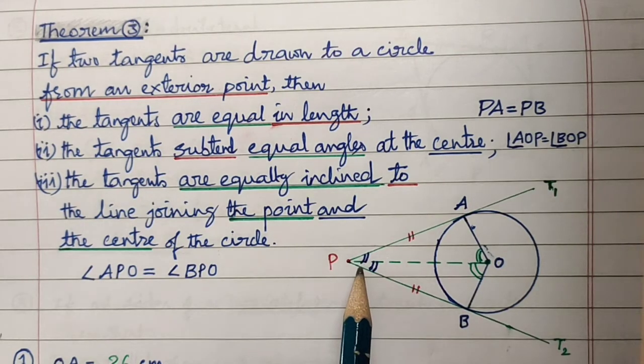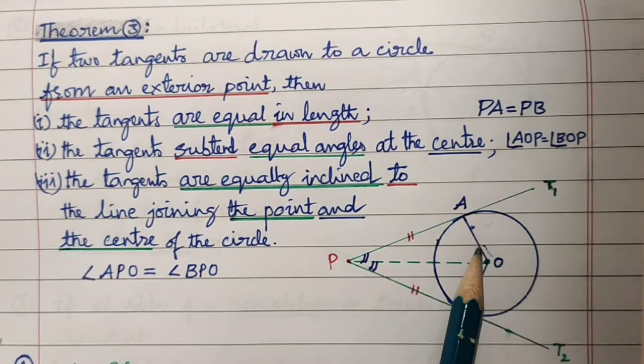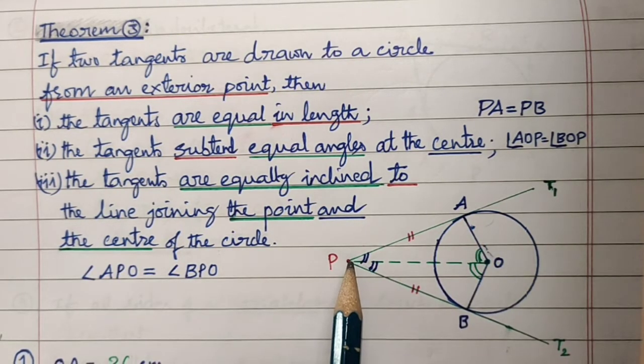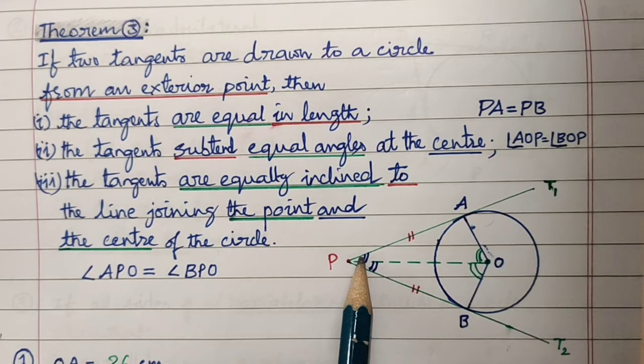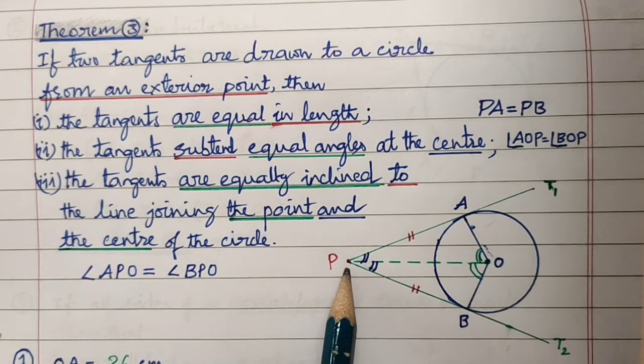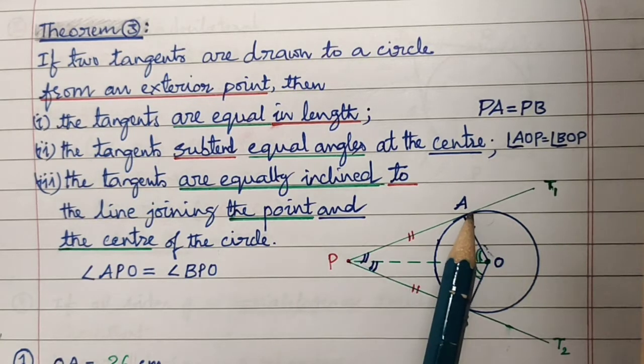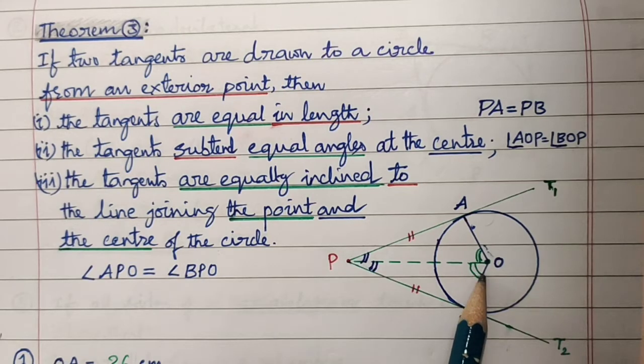If two tangents are drawn from the point P to the circle, then the tangents are equal in length. Then PA is equal to PB because the tangents are drawn from the same point. Therefore, the lengths of the tangents are equal. The tangents subtend equal angles at the center. This angle is equal to this angle. These two tangents make equal angles at the center.